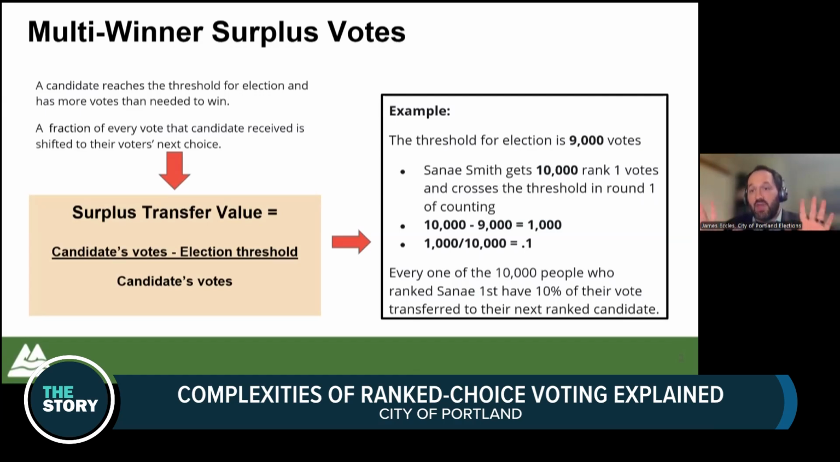They've gotten enough. We know that. We need to transfer 1,000 votes off. They have 1,000 extra votes. So we take our equation and we say they were at 10,000. The threshold was 9,000. That gets us to 1,000. And then we divide that by their votes, and that's 0.1. So 0.1, or 10%, of each of their votes will transfer.